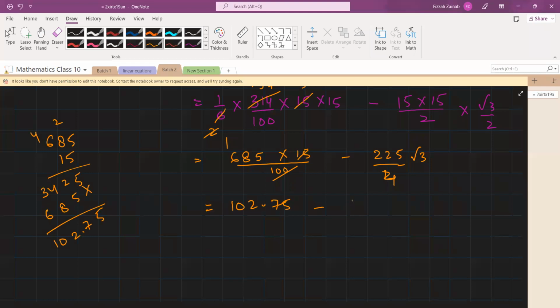Okay, so root 3 is also given in the question. That means you have to put it. So 225 divided by 4 into 1.73. Clear? Okay, so 102.75 minus. I think here also we can simply multiply and then divide by 4. Okay, so 225 into 1.73. Please do, all of you.